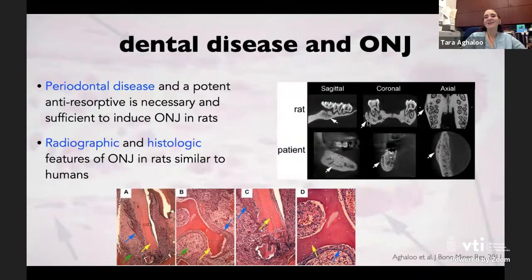We have a lot of periosteal bone formation that you can see both in the rat and the patient, and from the axial view, the coronal and the sagittal views. And that was the same as the histology.